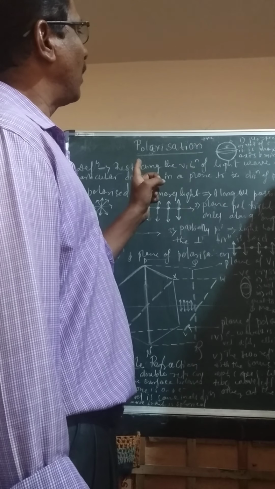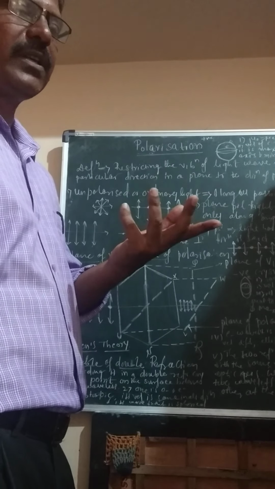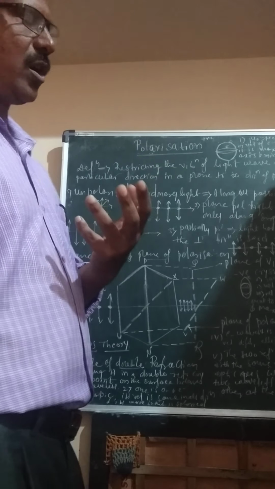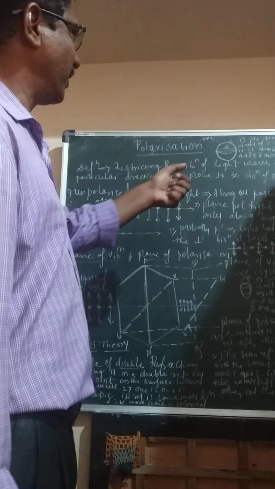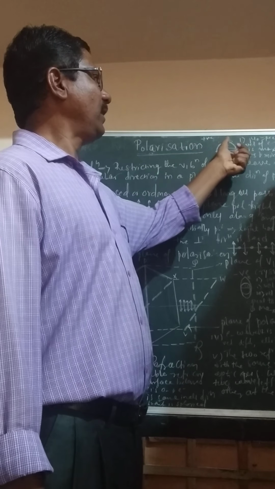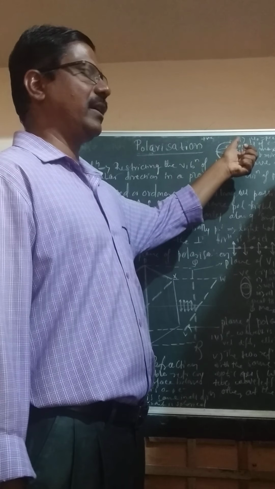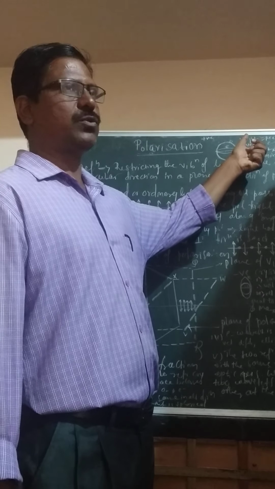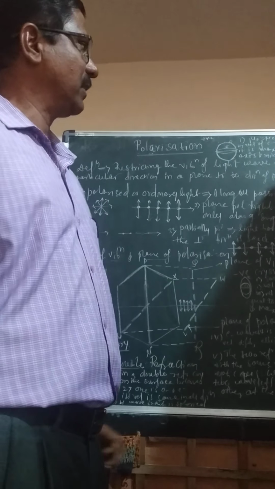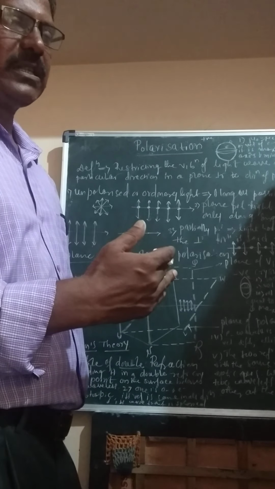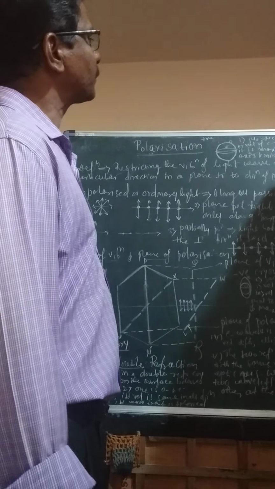Here the velocity of our ordinary rays as well as extraordinary rays is the same along the optical axis. So that's why the refractive index of ordinary rays as well as extraordinary rays remains constant. So mu naught equals mu e. That means the refractive index of the ordinary ray equals the refractive index of the extraordinary ray, which is along the optical axis of that given crystal.